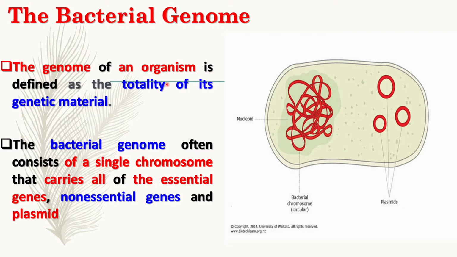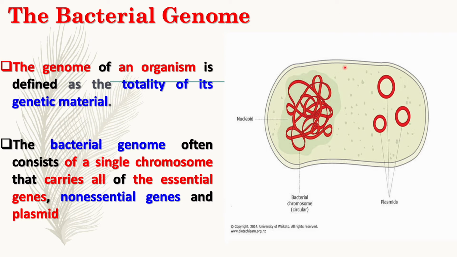So what is the bacterial genome? The genome of any organism, it could be bacteria or it could be a human cell, is defined as the totality of its genetic material. So all of the genetic material of an organism, we call it the genome. Okay, let's look at the bacterial genome.